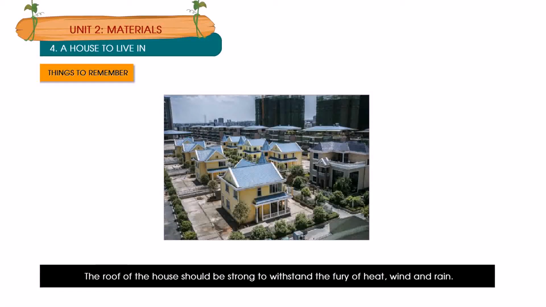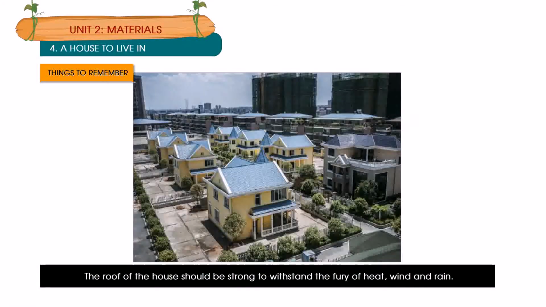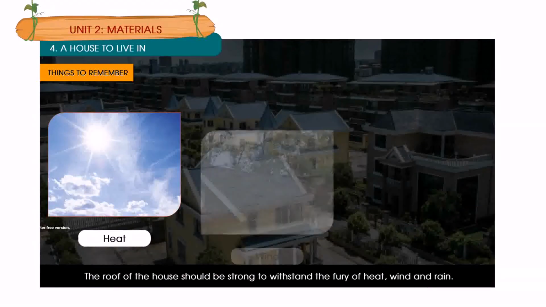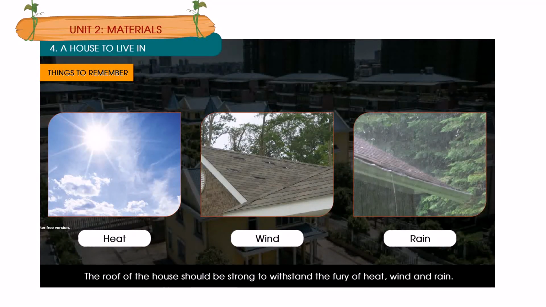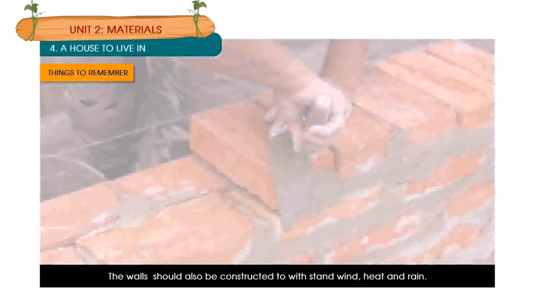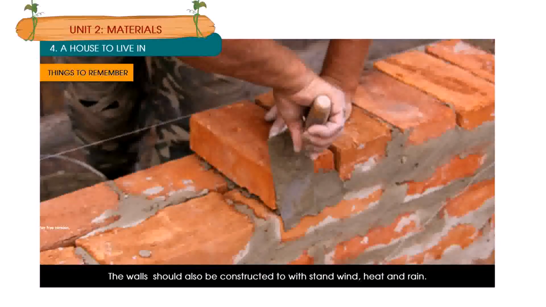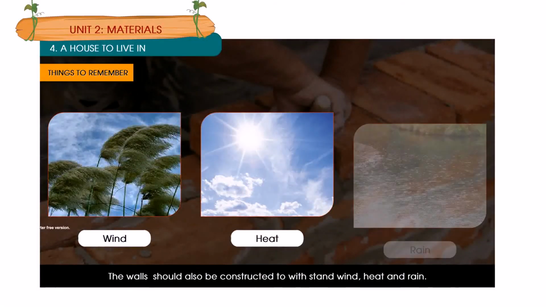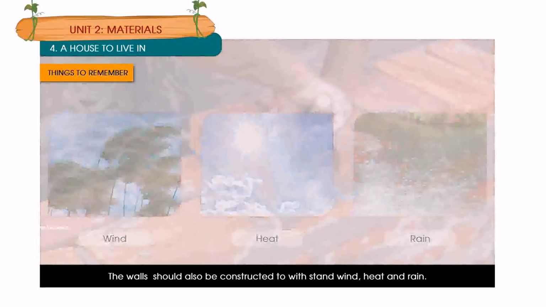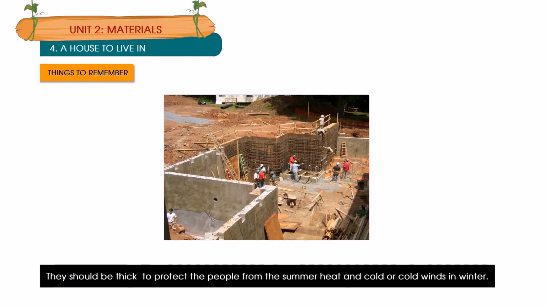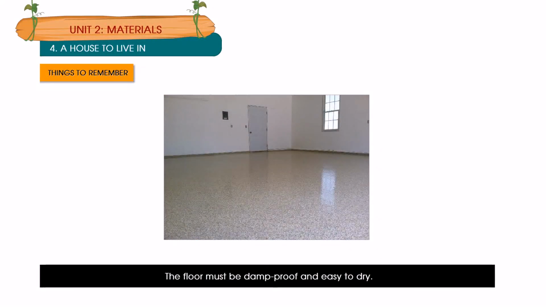The roof of the house should be strong to withstand the fury of heat, wind, and rain. The walls should also be constructed to withstand wind, heat, and rain. They should be thick to protect the people from the summer heat, or cold winds in winter. The floor must be damp proof and easy to dry.